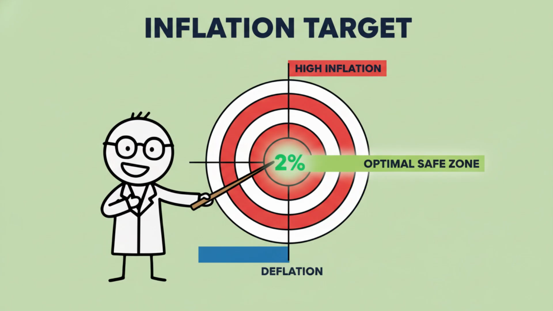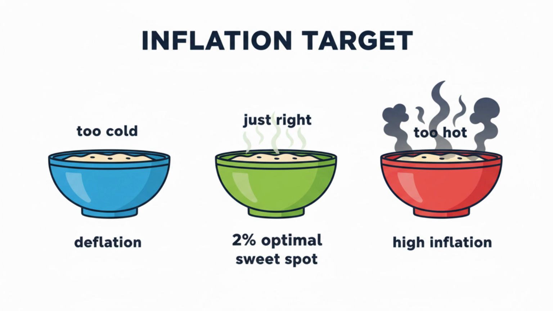Inflation target. Most central banks aim for about 2% annual inflation, not zero. A little inflation is healthy. It encourages spending and investment. Too much is dangerous. Too few risks deflation. 2% is the sweet spot.